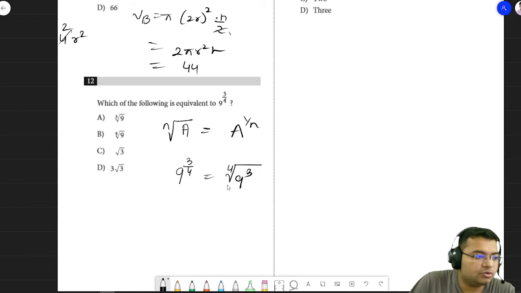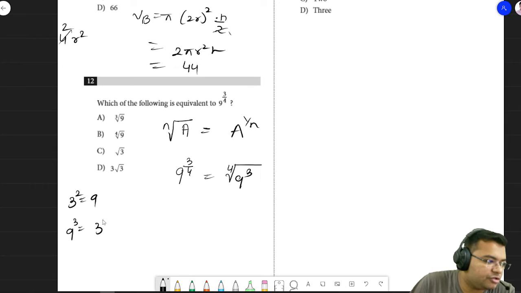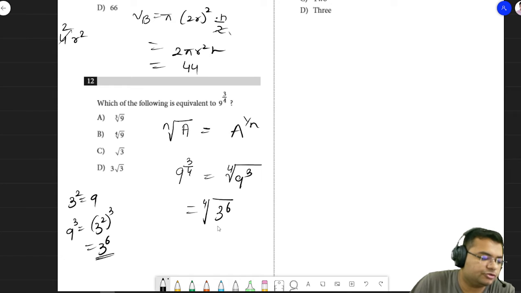Also, we know that what is 9? So basically 9 is the square of 3. So I can write 3 square as 9. Okay. So here instead of 9, let's say if it is written 9 cube, so I can write 3 square raised to 3. So it will become 3 raised to 6. Okay. So I can substitute the value of 3 raised to 6 here. It will become fourth root of 3 raised to 6.